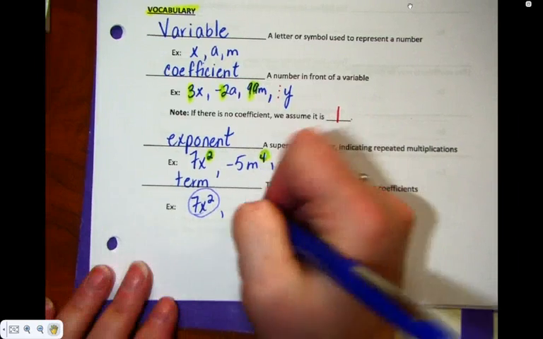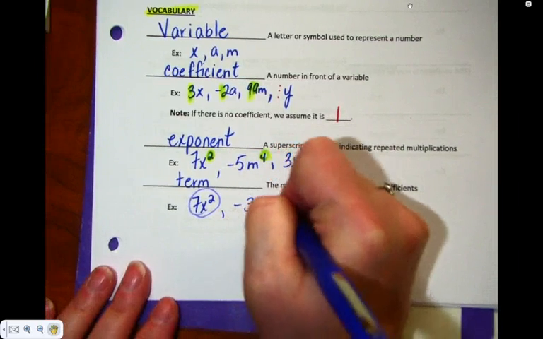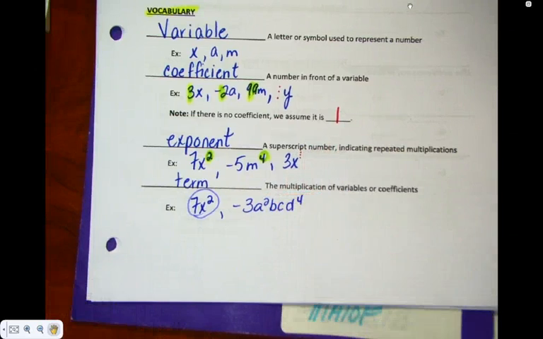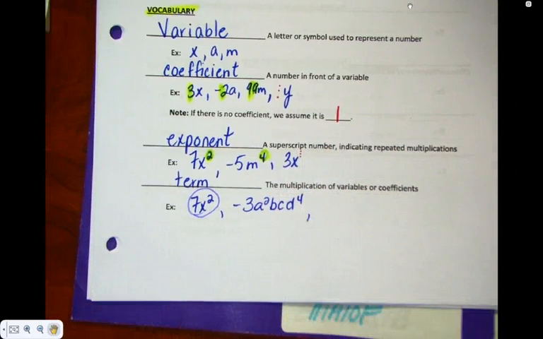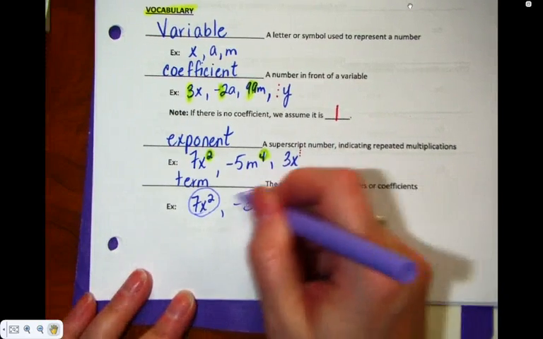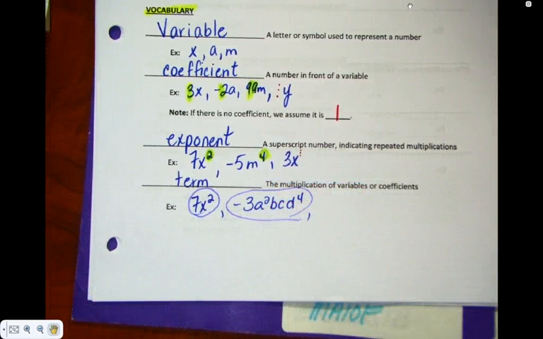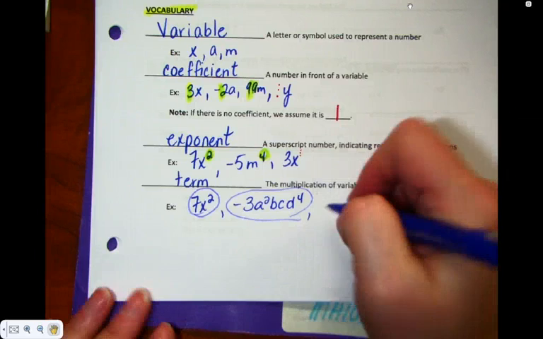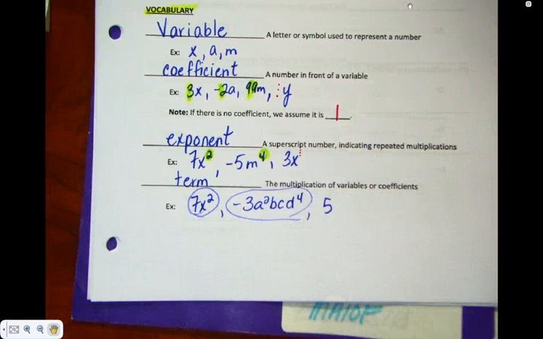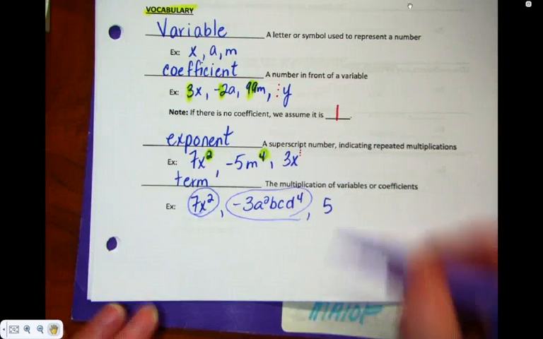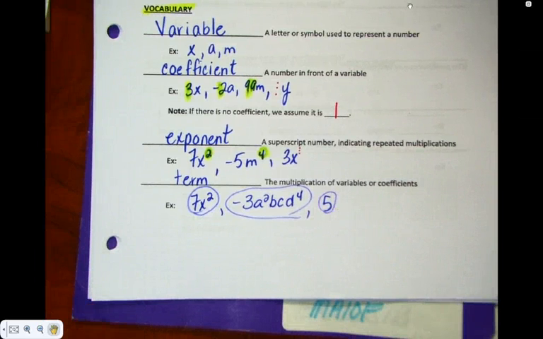I could have something crazy like negative 3a squared bc d to the 4th. That's still called a term because I'm multiplying everything in there. I could have something simple like 5. That's still called a term. So basically, I can smush as much stuff as I want together as long as it's all multiplying. It's called a term. Only if it's multiplying? Mm-hmm.